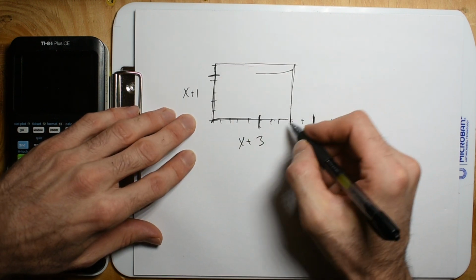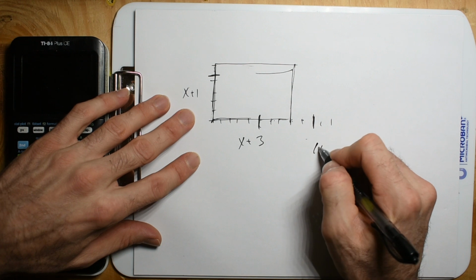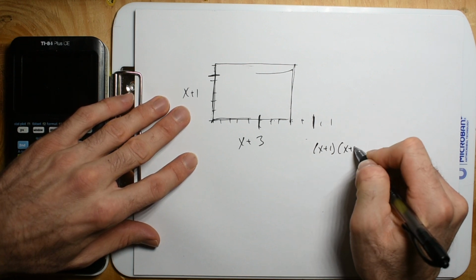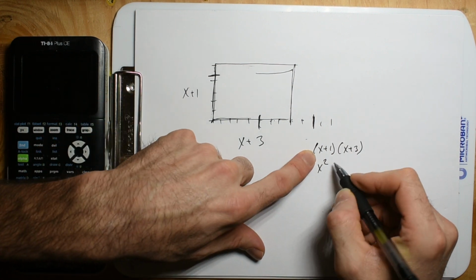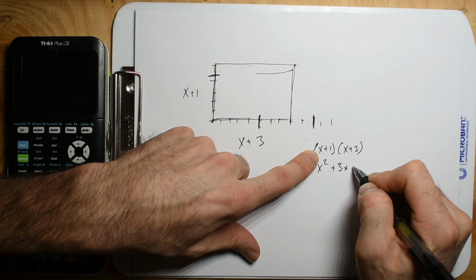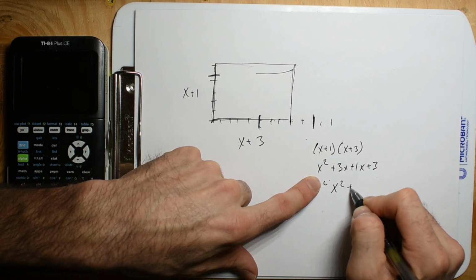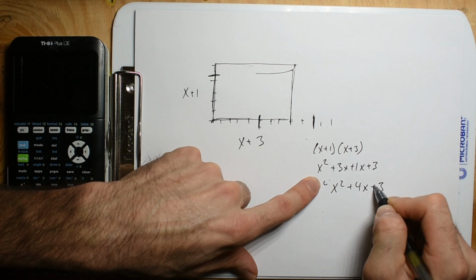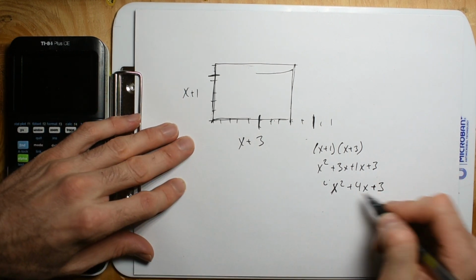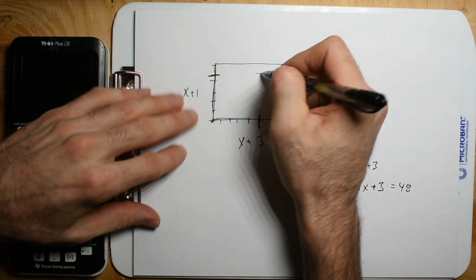And we multiply these together. x plus 1, x plus 3. We get x squared plus 3x plus 1x plus 3. So we get x squared plus 4x plus 3. Okay, and we get 48. So that's how many squares are in here.